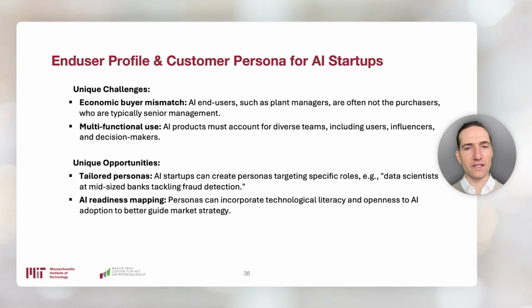Secondly, there is obviously the multifunctional use of AI, which is a challenge. AI products must account for diverse teams. So you need to have the value and the benefit of your AI model clearly outlined to those different stakeholders in the company, the decision-making unit and the buying center. But there are also some opportunities you have. If you have tailored personas, your AI model can be really well tailored and adjusted to them. This makes it a very convenient, useful and effective product in the long run. And secondly, there is AI readiness mapping.